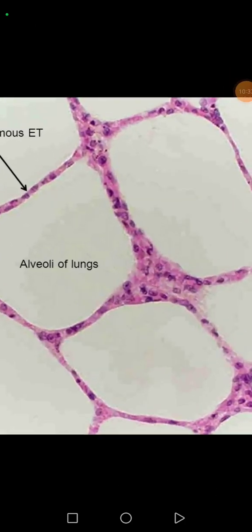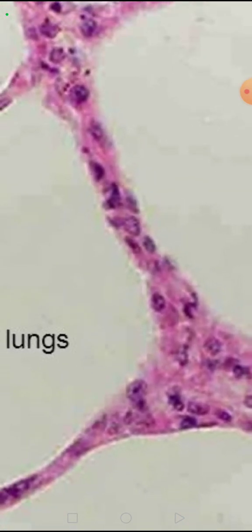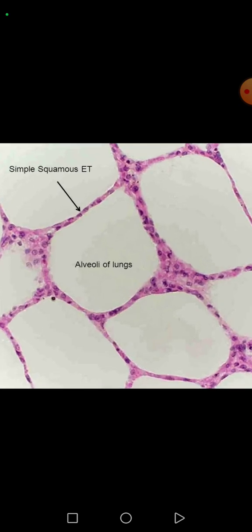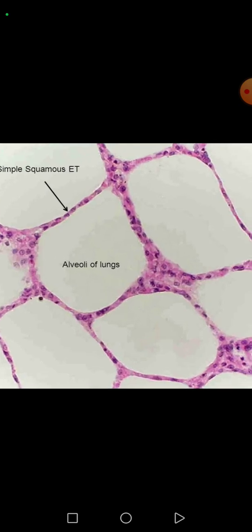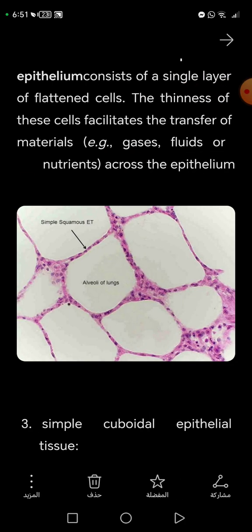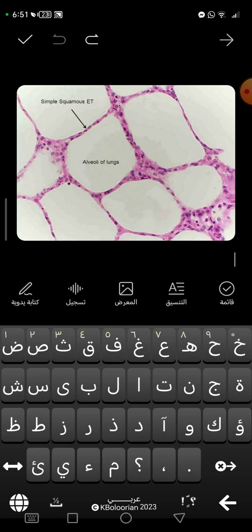As you see here we have simple squamous epithelial. Be careful guys, simple squamous epithelial. Why do we say simple? Because it's one layer. If it was more than one layer, we should say compound. Here it's written, this is the alveoli of the lung. How do we know this is the alveoli? Simply it's just white, it's empty. So this is air in the lung.